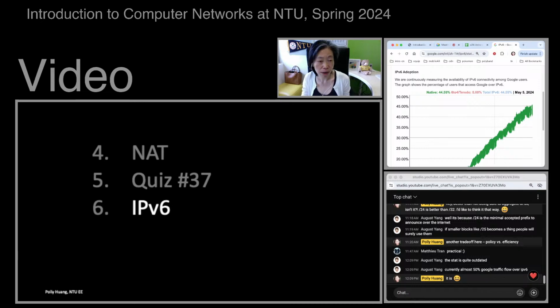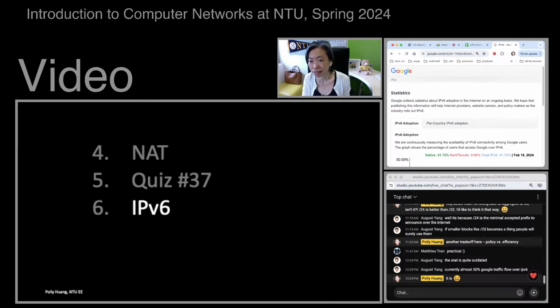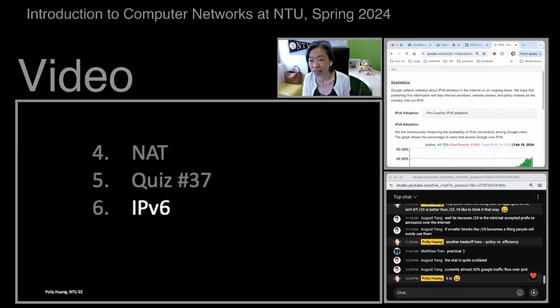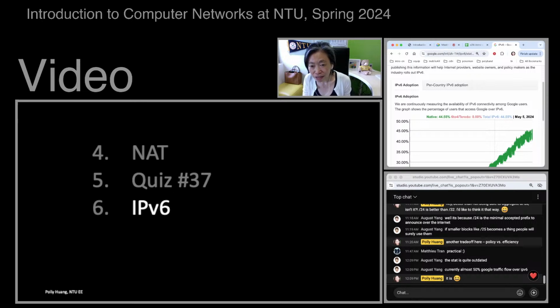But August was right. 8% being IPv6, that was decades ago. Nowadays, as of May 5th, just a few days ago, IPv6 is about 44.55%. If you look at the box on the upper right, that is the latest Google statistics about IPv6. So yes, August, almost 50%. You're correct. 44.55 to be exact. Good.